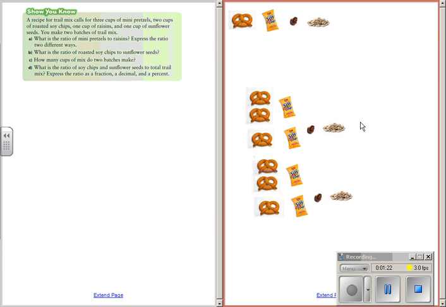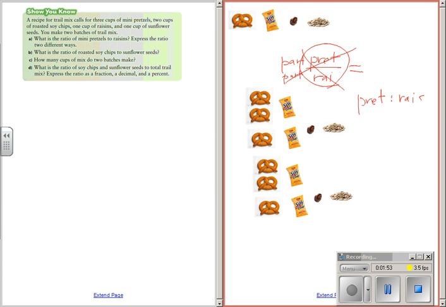What is the ratio of mini pretzels to raisins? Well, if I look here, I have 6 cups. So I'm going to write this down first. I'm going to write it down as pretzels to raisins. I think you know what those are. And looking at this, I have a fraction form, and this is a part-to-part ratio, which doesn't lend itself well to this form. So I'm not going to use this form. I'm actually going to use pretzels to raisins.